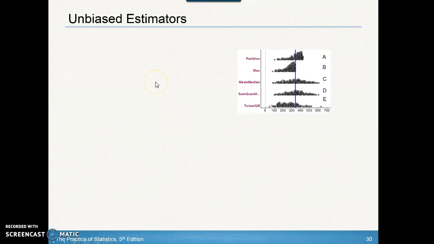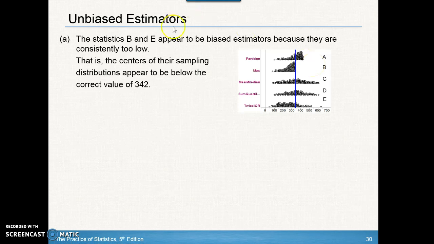Okay, so let's just go over this one more time since we have the graph now with the A, B, C, D, and E on it. All right, so the first one was taking a look at which ones are biased estimators. So remember that bias means we're either consistently too high or consistently too low.